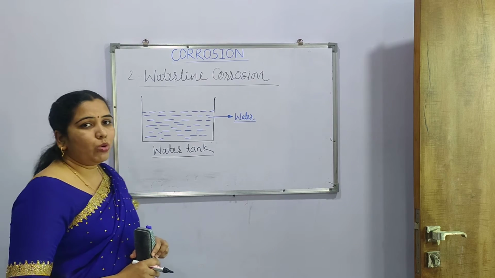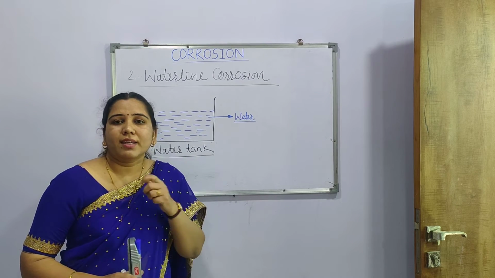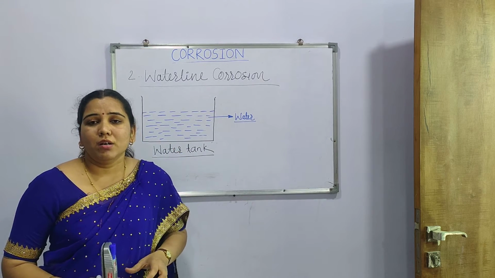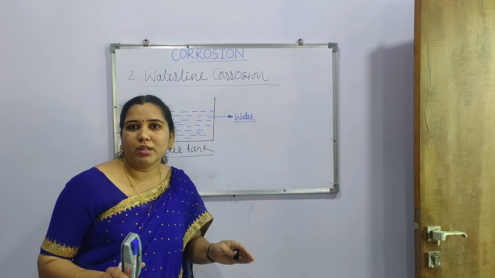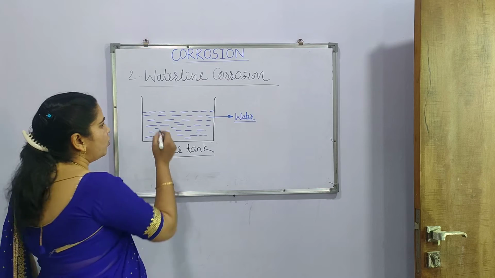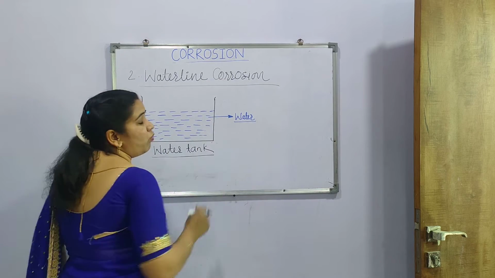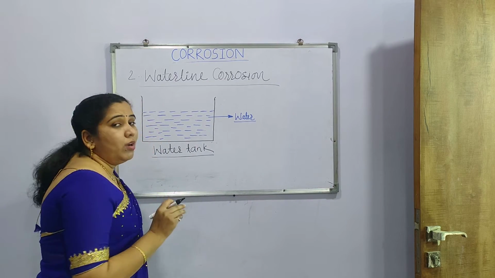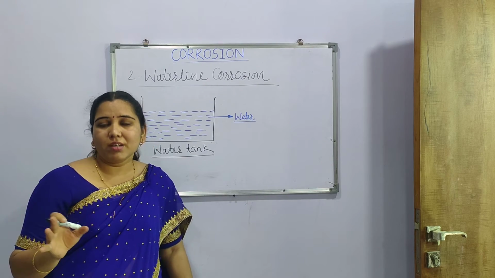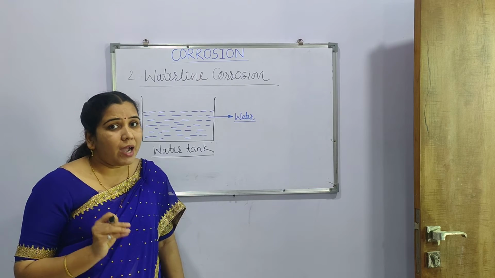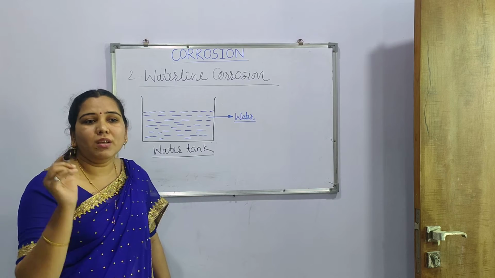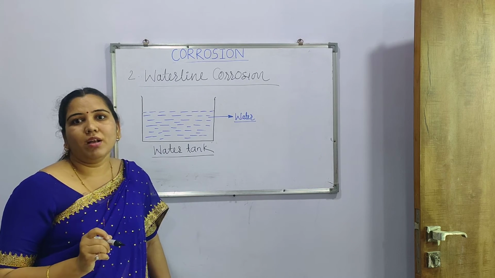Now this waterline corrosion particularly occurs in a tank where a lot of water is stored. Here is a water tank in which you can see that up to this particular level water is totally filled. Generally we find that in large water tanks made of iron or steel, the portion just below the level of water gets corroded.